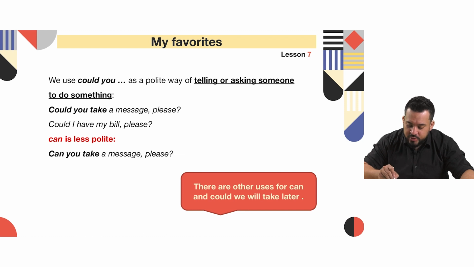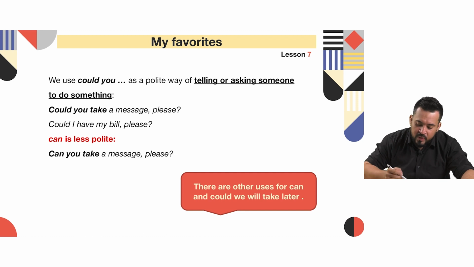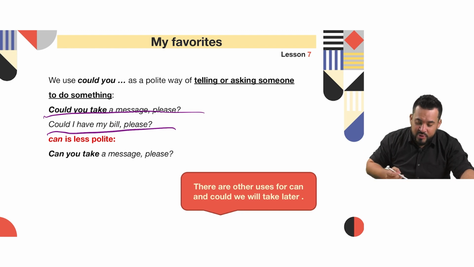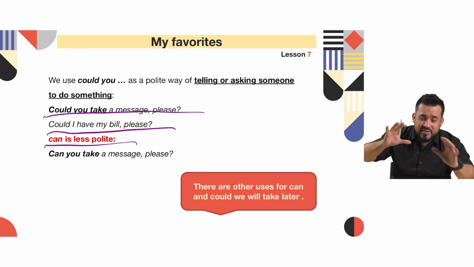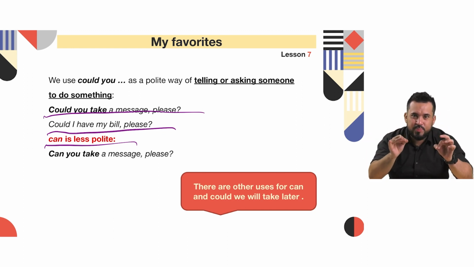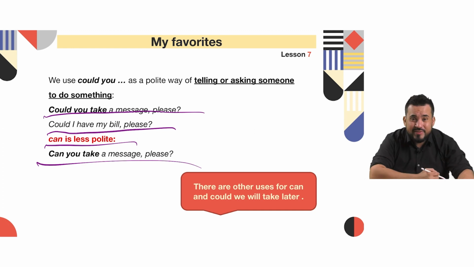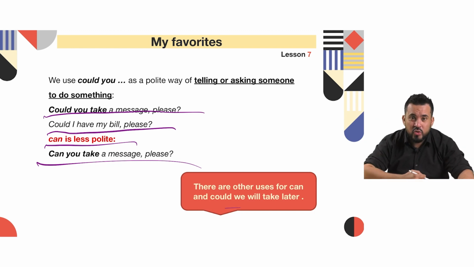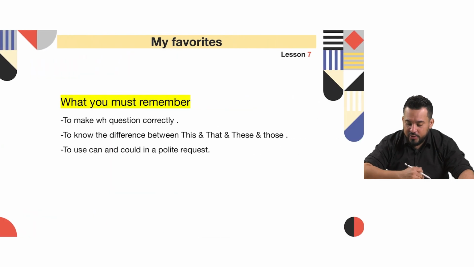We use could you as a polite way of asking someone to do something for us. Could you take a message, please? Could I have my bill, please? You use this at the restaurant. Can is a little less polite. It's not impolite, it's just a little bit less polite. Can you take a message, please? It's still polite, but a little less. All right. There are other uses for can and could, but we're going to talk about those in other classes.